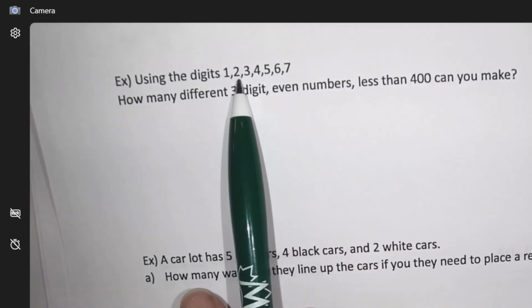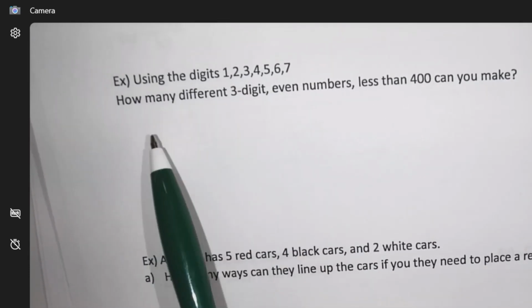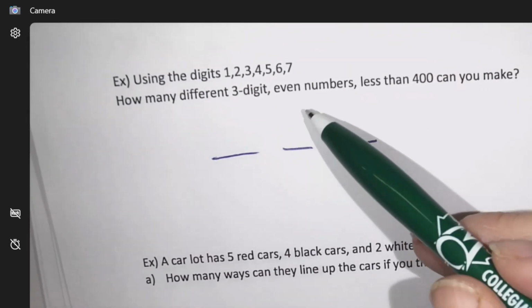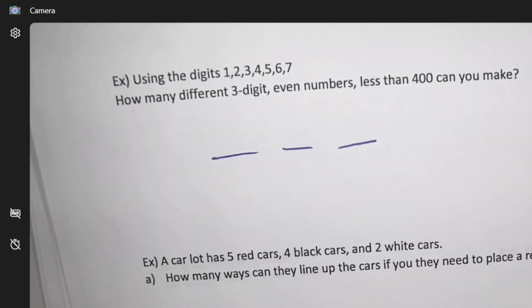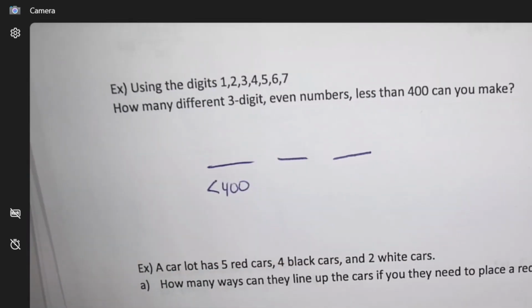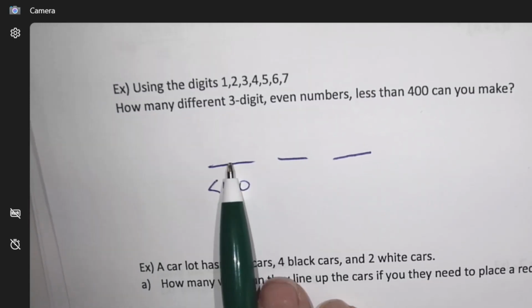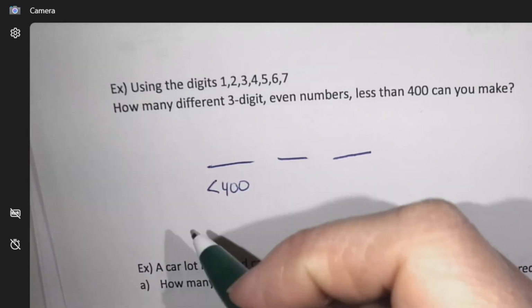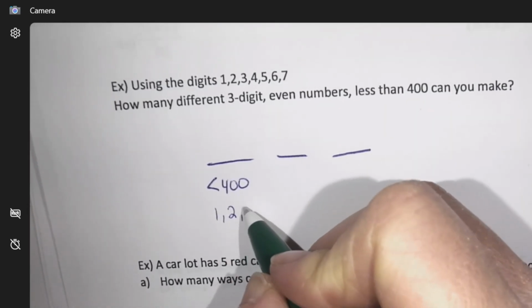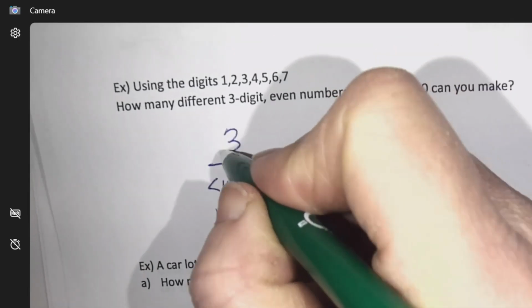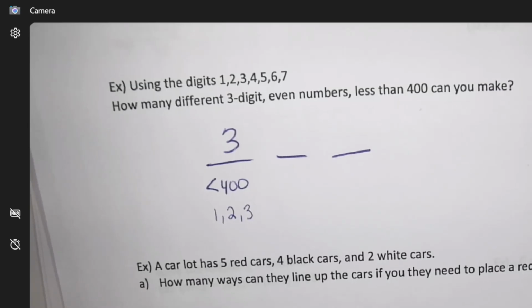Okay, we are allowed to use these digits: 1, 2, 3, 4, 5, 6, 7. How many different 3-digit even numbers less than 400 can you make? Okay, so let's talk about being less than 400. If I'm going to be less than 400, what are some options I could have here? I could place a 1, I could put a 2 there, or I could put a 3 here, right? So I'd have 3 available options for a digit there.